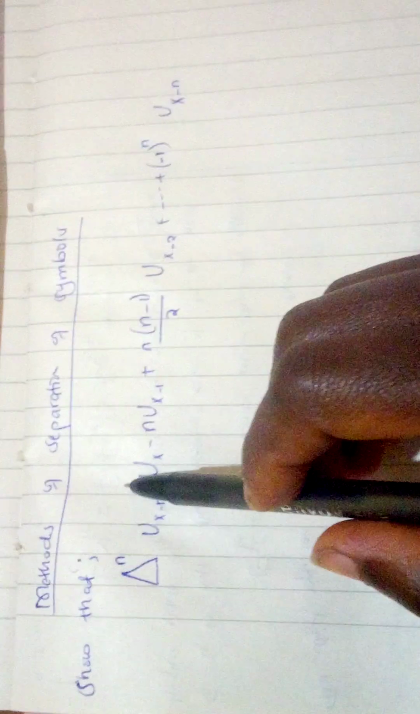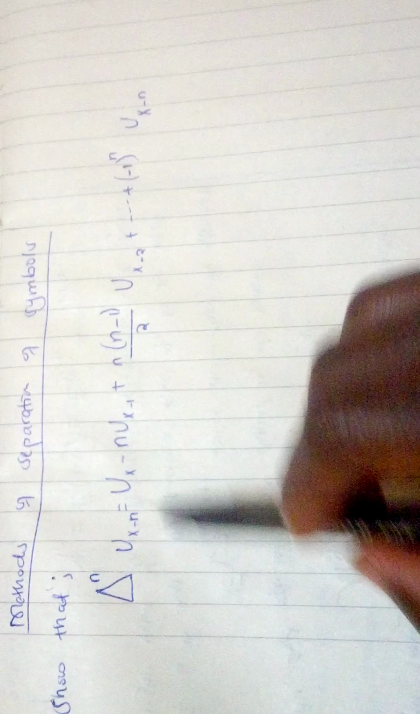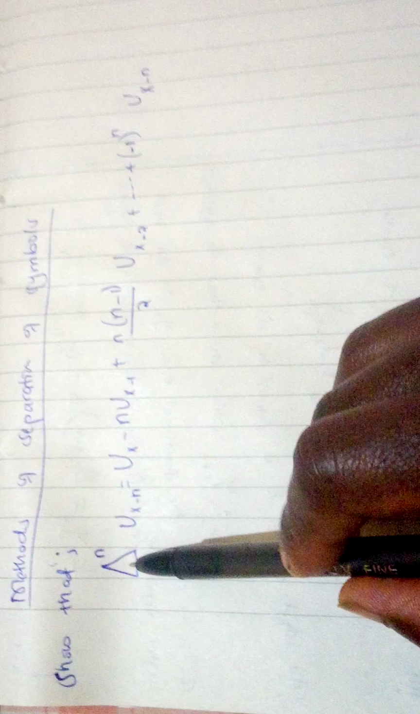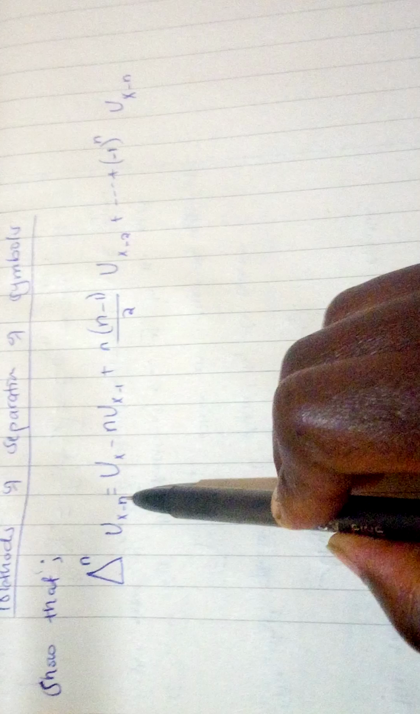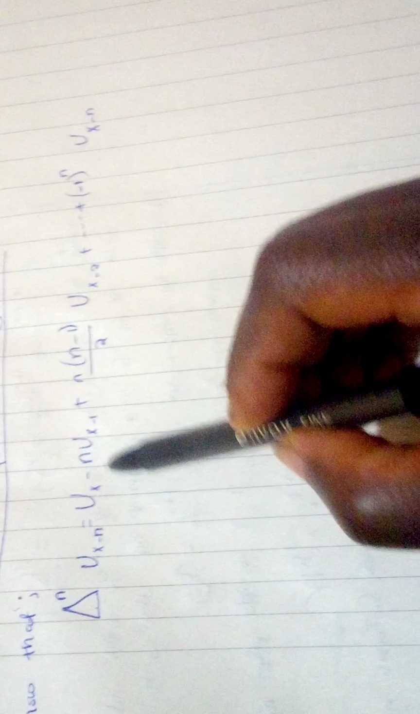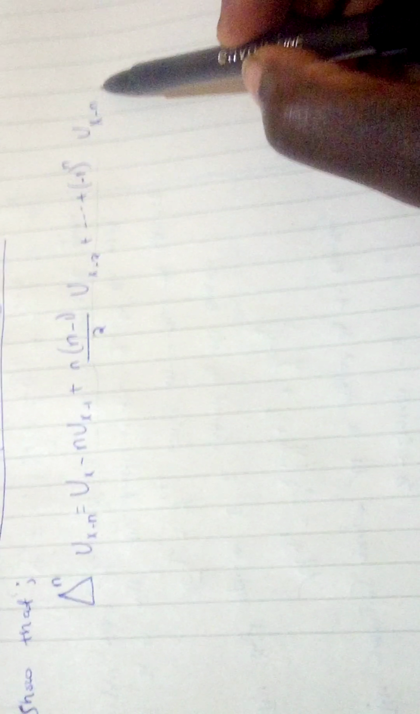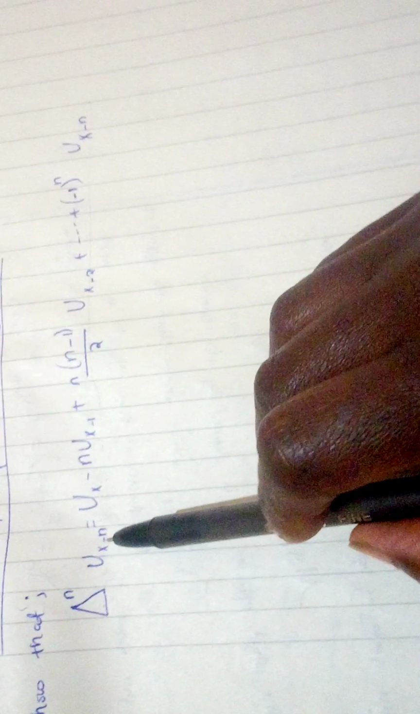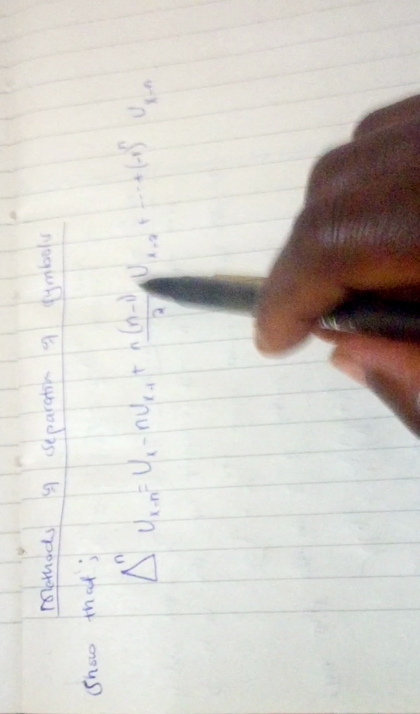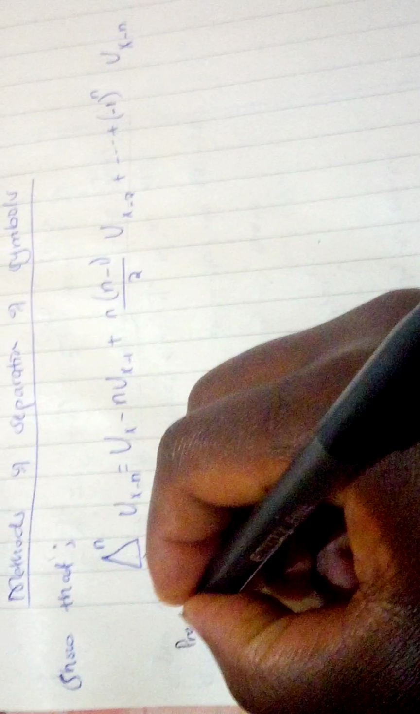So we are going to have an example, and we are being told to show that the forward difference operator to power n, acting on the functional value u(x minus n), is equal to all of this. We are being asked to show that whatever is on the left-hand side is equal to whatever is on the right-hand side. So we are going to have a proof here.